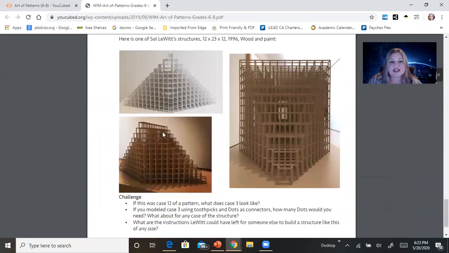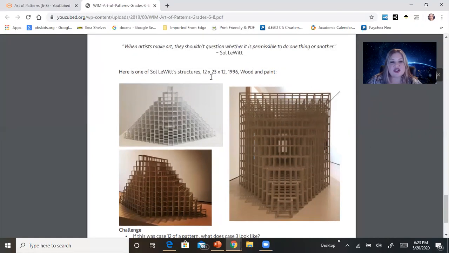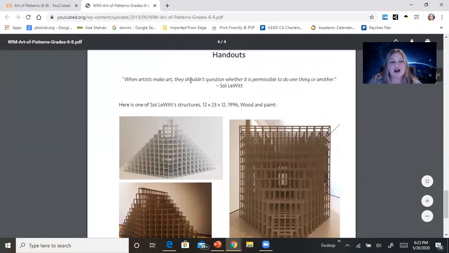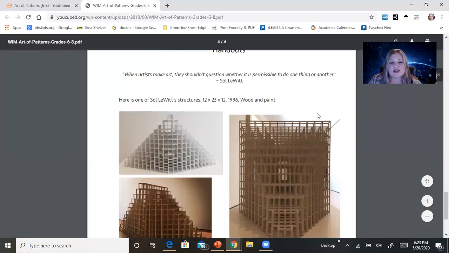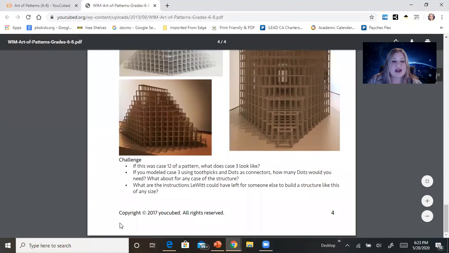So this is his art. This is the art of Sol LeWitt as seen from different angles. Okay, this is one of his structures, 12 by 23 by 12, done in 1996, and it's called Wood and Paint. By the way, one of his quotes says, when artists make art, they shouldn't question whether it is permissible to do one thing or another. So he was very big on pushing those boundaries of what art is, which is good for us because his art is very mathematical.